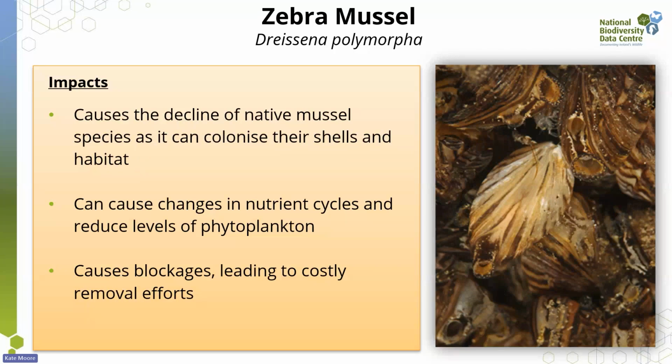So zebra mussel causes the decline of native mussel species as it can colonize their shells and habitat. And it can also cause changes in nutrient cycles and reduce levels of phytoplankton. And it's also known to cause blockages, leading to costly removal efforts.